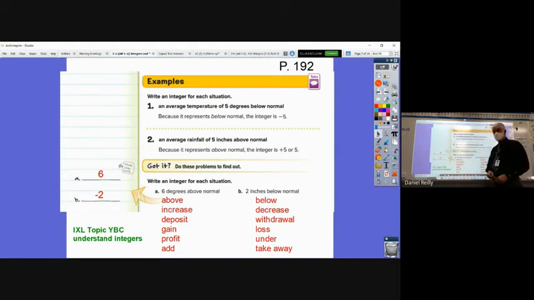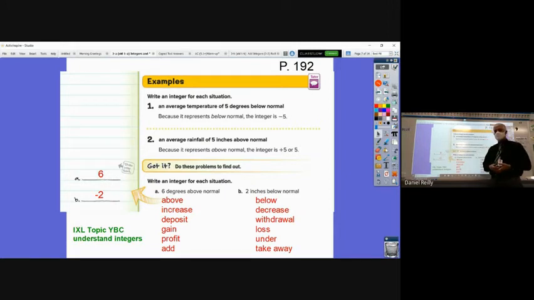Yes? What did you say for loss again? What does that mean? Like, say you had a stock that was worth $10 and now it's worth $8. Oh no, it lost value. So that loss is a -2.